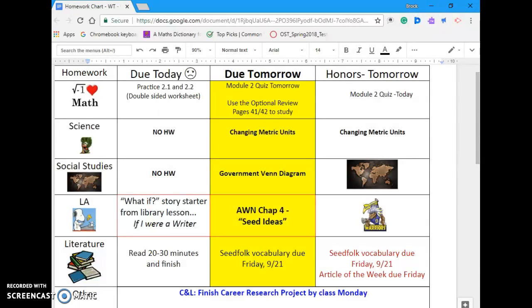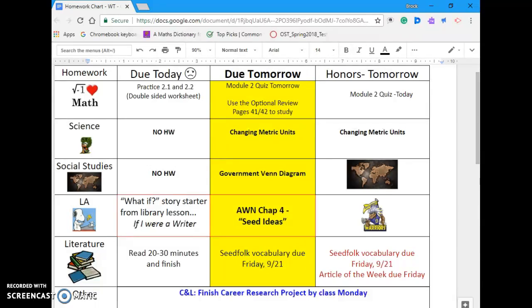In science, we are dealing with changing our metric units. That's going to be something that we are introducing today, the metric units, and you're going to have to learn to convert back and forth. In social studies, you've got the government Venn diagram, which you need to go through and compare a monarchy, dictatorship, and also a democracy.